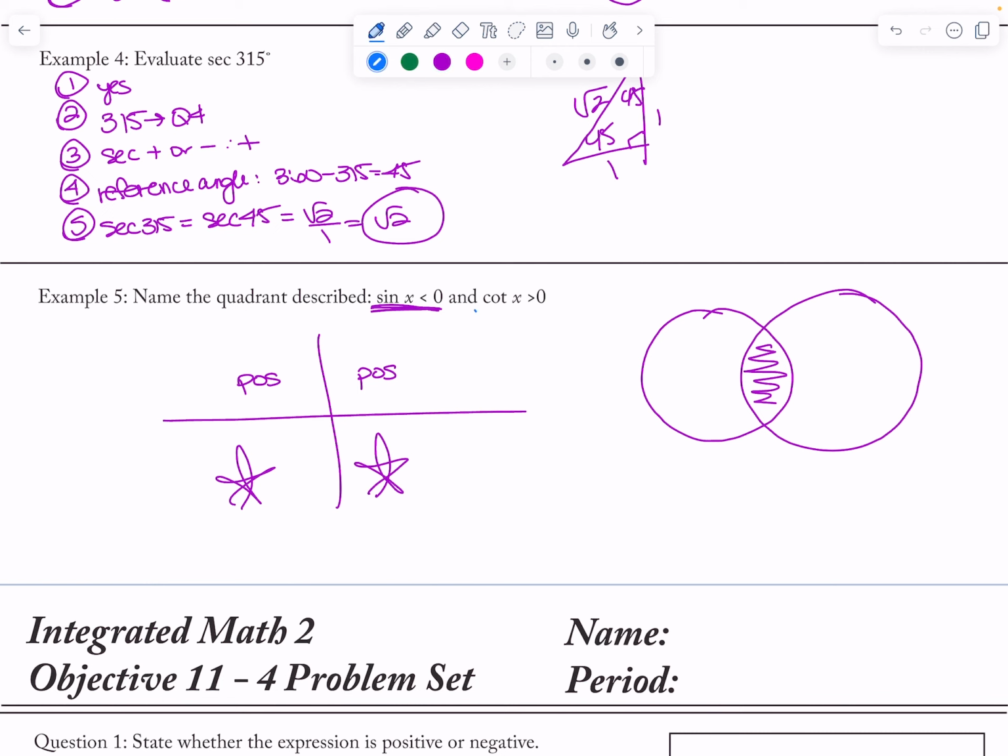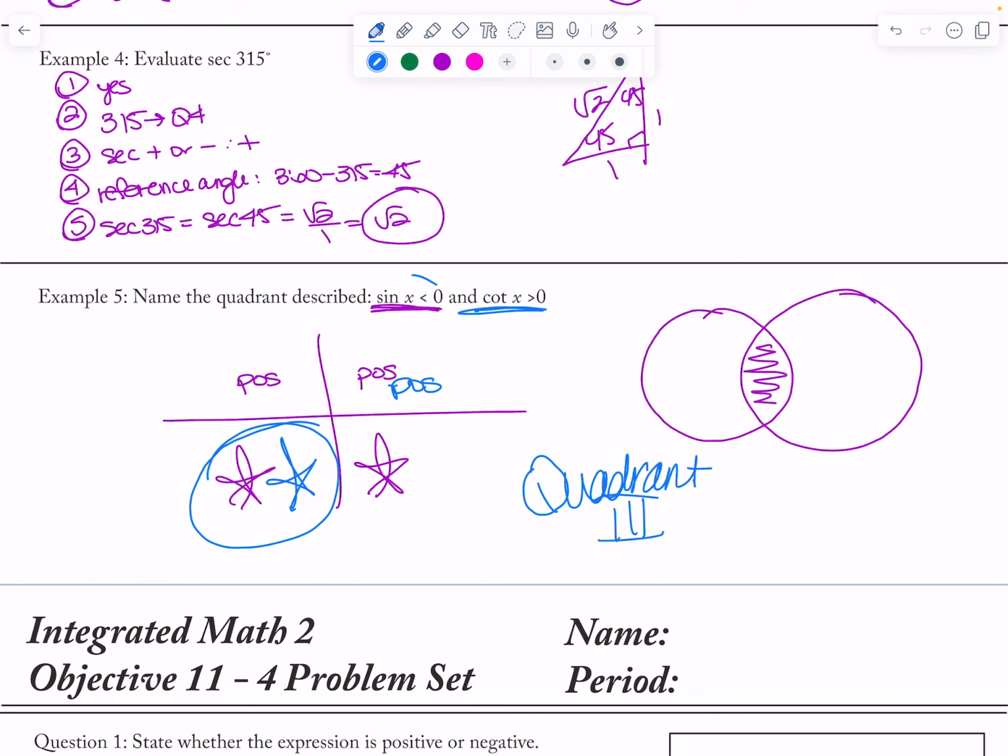And then my cotangent is bigger than 0. That is in quadrant 1, right? And then that's also in quadrant 3. So where I am in both is quadrant 3, because remember, I wanted sine to be less than 0. So these positive ones don't matter for my sine. They have to both work, and that only happens in quadrant 3. Okay, and that is it for this lesson.